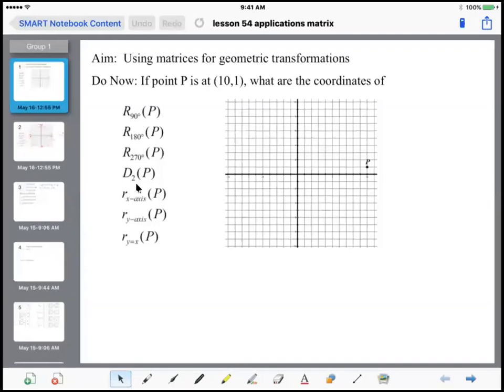So take a minute, and if you sketch that point (10, 1) in your notes, I think you'll be able to figure out the coordinates, even without formulas for rotation of 90 degrees, 180 and all that, just by approximating where that point would end up after the transformation. So everyone take a few minutes on that.